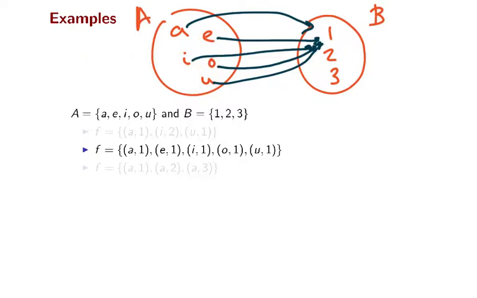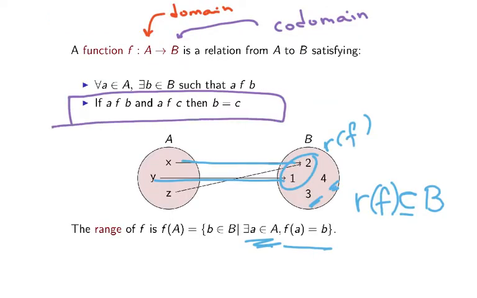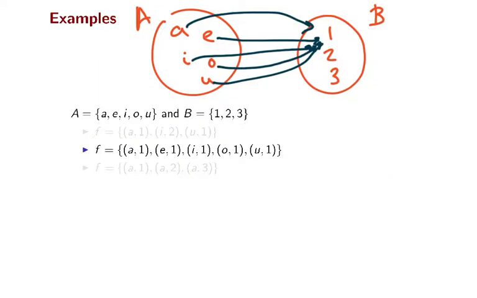Let's go for the second property. Remember that the second property says that if the same element is related to two elements, those elements should be the same, which means that one element in the domain cannot be related to more than one element in the codomain. So let's see if this thing is true. Let's check with each element in the domain A. Does A relate to more than one thing? No, just to one, so that's fine. Let's see E. Does E relate to more than one thing?